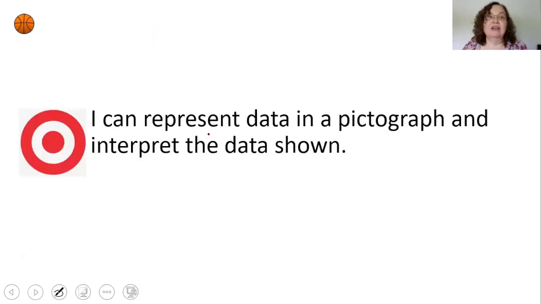So our learning target for today was, I can represent data in a pictograph and interpret the data shown. I think we've done a good job with that.